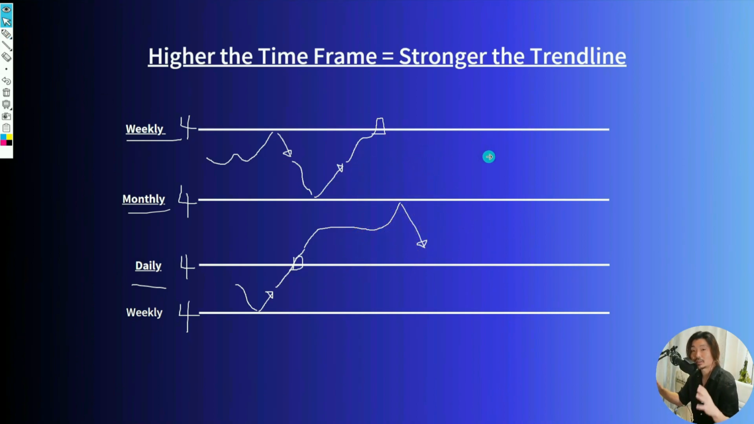Okay, so those are the basic rules for horizontal trend lines. Now let me briefly go over how you want to use this information in your trading.